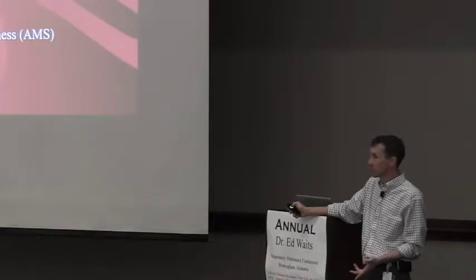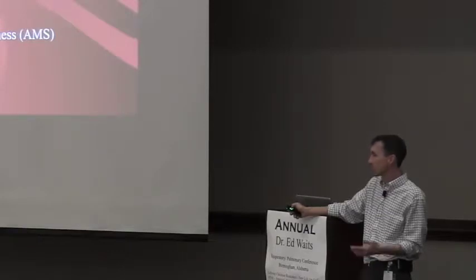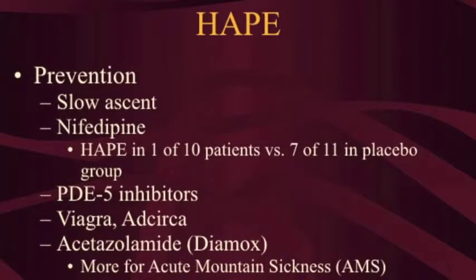The best thing to do here is just don't get it. So prevent that by going slow if you're going to the top of the mountain. Nifedipine, maybe. There was an actual study where they randomized 21 people. 10 patients in the nifedipine group, only 1 patient got high-altitude pulmonary edema versus 7 of 11 in the placebo group. So that kind of makes sense. Nifedipine is a calcium channel blocker. It prevents the blood vessels from squeezing too hard, and you don't get as much of that irregular PAH.